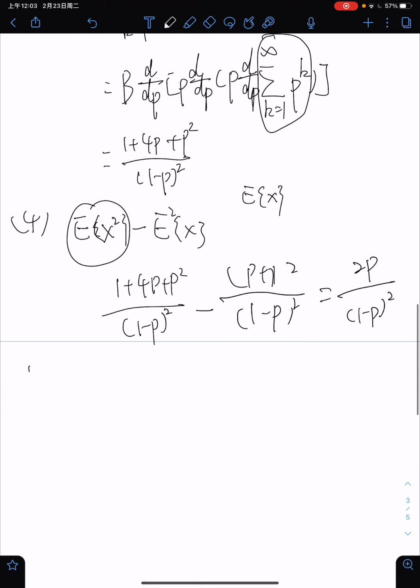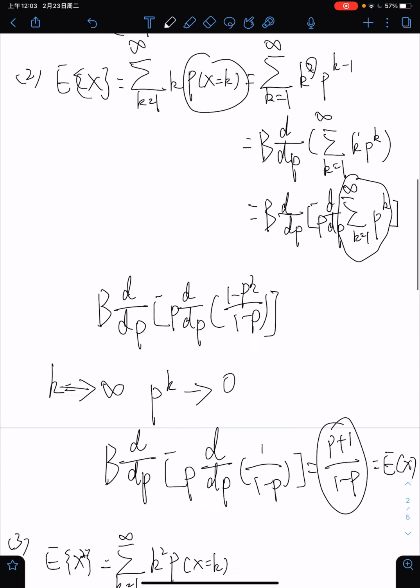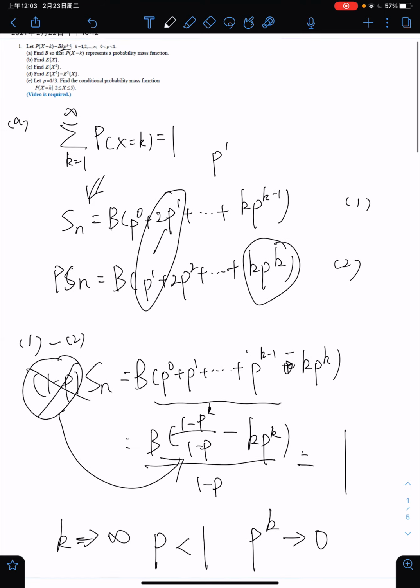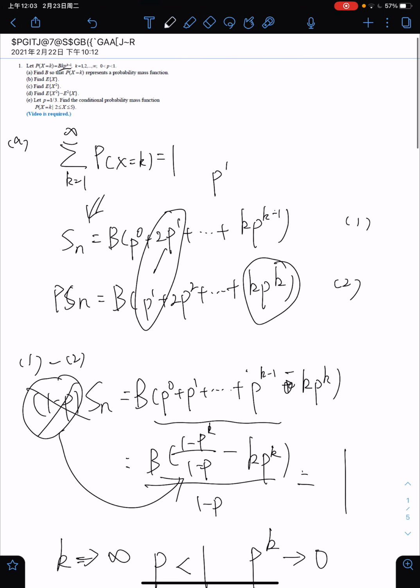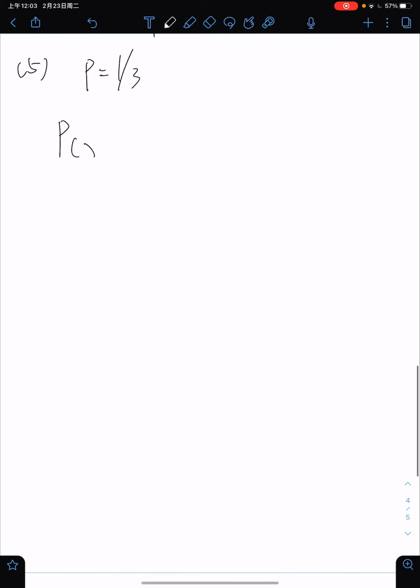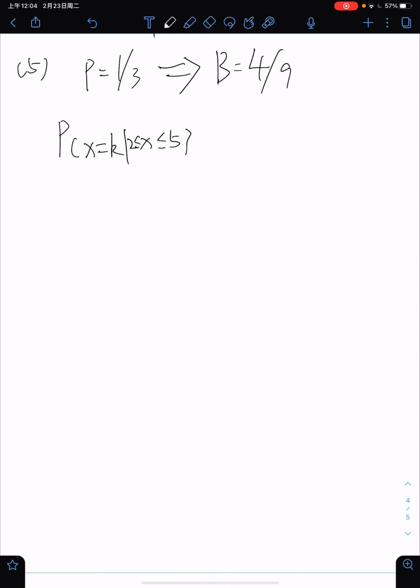Okay, the last question. Let's see. Okay, p equals to 1/3, and we need to calculate, let me see, sorry, the conditional probability mass function equals k when x to 5. And now we will know b is 4/9.